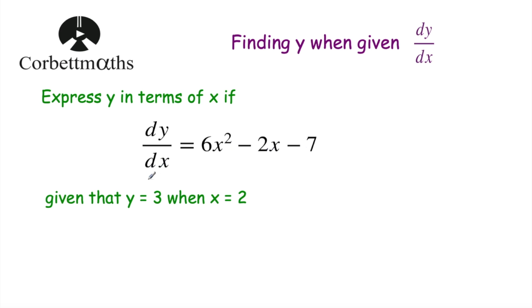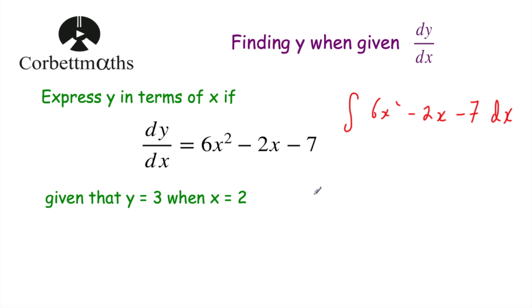And we've been given that y is equal to 3 whenever x is equal to 2. Okay, so to find out what y is, we want to integrate. So let's integrate this: the integral of 6x squared minus 2x minus 7 with respect to x. To integrate this, let's integrate each term separately.